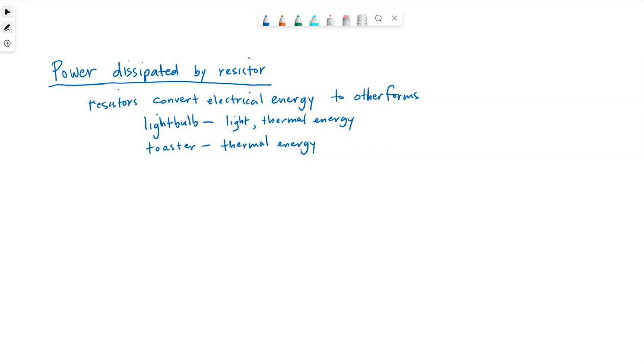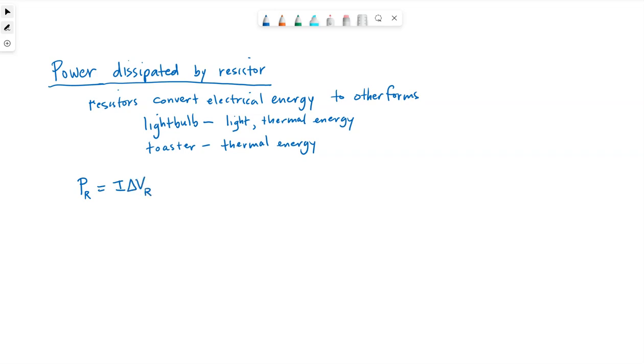So, a wide variety of applications of resistors. Ultimately, they're converting energy from electrical form to some other form. So we can't talk about energy stored because they're not storing any energy. But we can talk about how fast that energy is being converted. And we do that in terms of power. Now I'm going to put a subscript of R on this for specifically the resistor. So the power dissipated by a resistor.